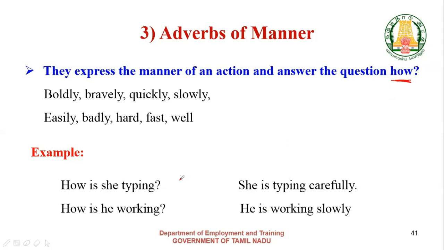Let us have examples for this kind. How is she typing? She is typing carefully. How is he working? He is working slowly. So let me give you a shortcut to find the adverbs. If any word ends with ly, that is an adverb.